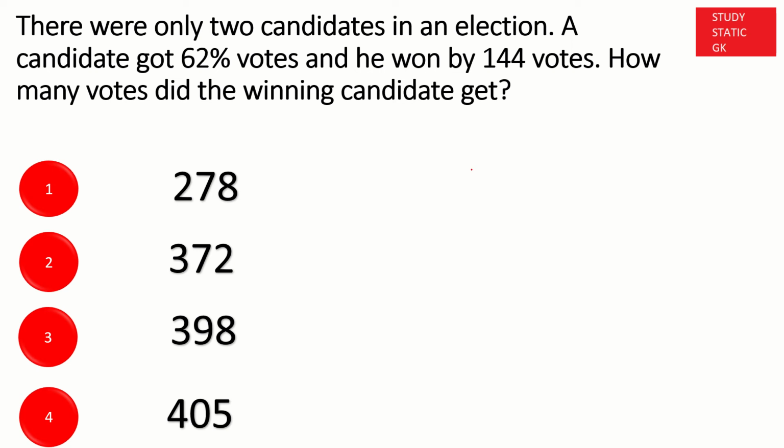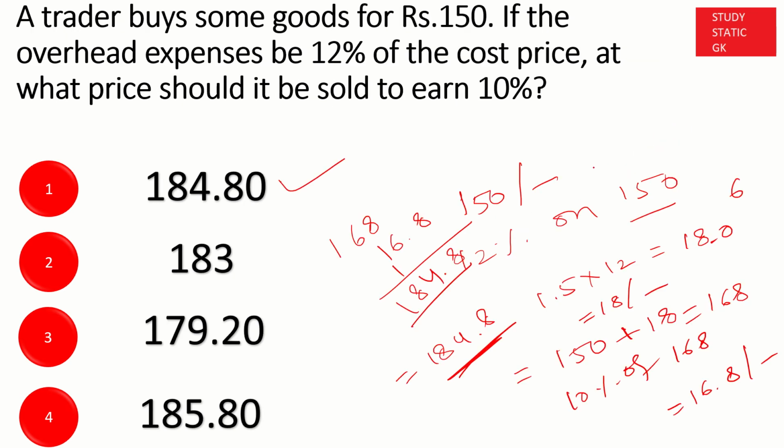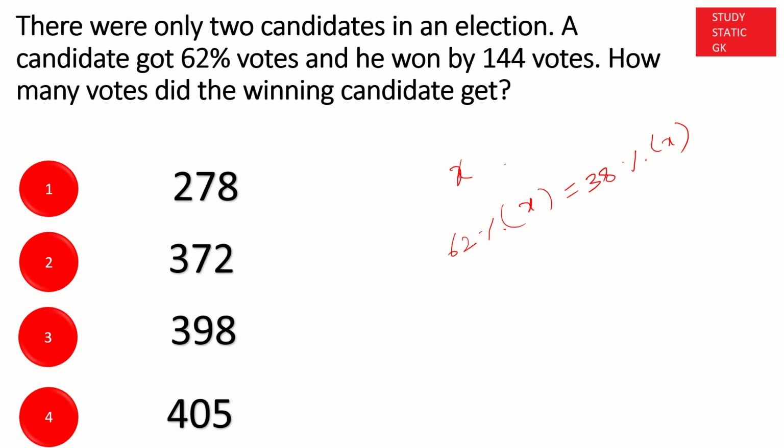So, for example, let X be the total votes. 62% of X was got by the winning candidate. So how many did the losing candidate get? There are only two candidates, so 38% of X will be the loser's votes, the votes polled to the loser.